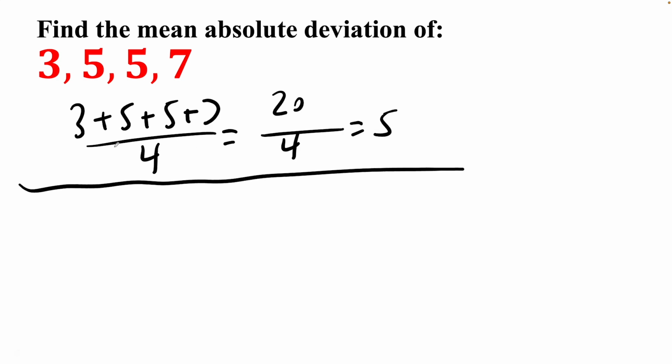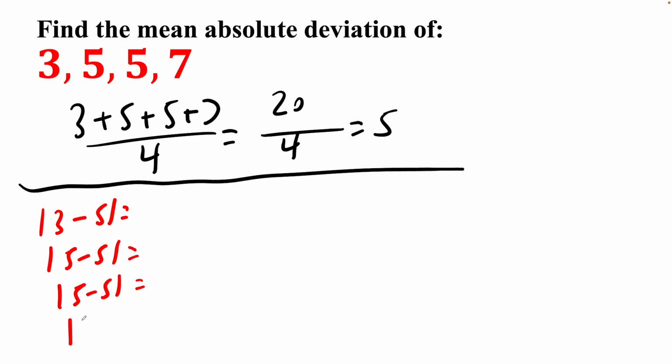And now we need to calculate the absolute deviation. So 3 minus 5 is equal to, 5 minus 5 is equal to, 5 minus 5 is equal to, and 7 minus 5 is equal to. 3 minus 5 is negative 2. The absolute value of negative 2 is still 2. 5 minus 5 is 0. It happens again. 7 minus 5 is 2.